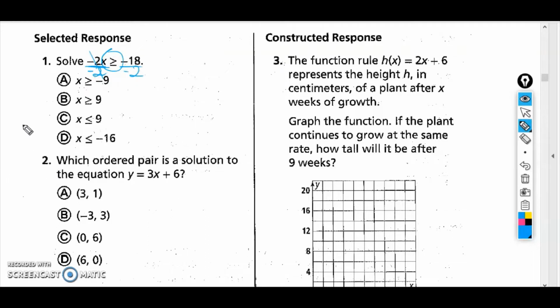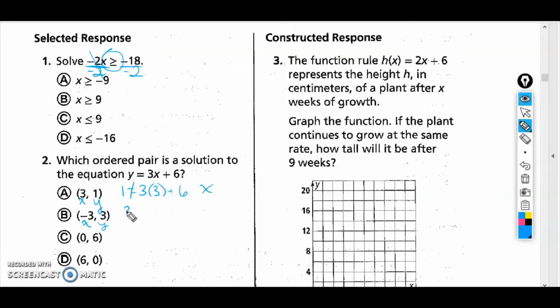Number 2. Which ordered pair is a solution to the equation y equals 3x plus 6? Well, every ordered pair is written as an x and then a y. So if I plug these values into here, I want to know if it works. So y equals 1, 3, and then my x is now 3, plus 6. Does this work? No, because 3 times 3 is 9, and 9 plus 6 is definitely not 1, so this does not work.